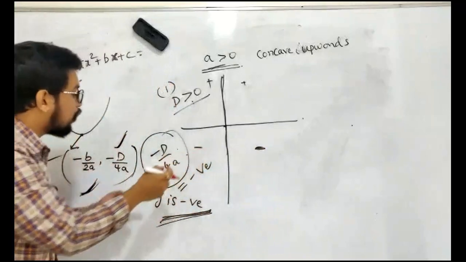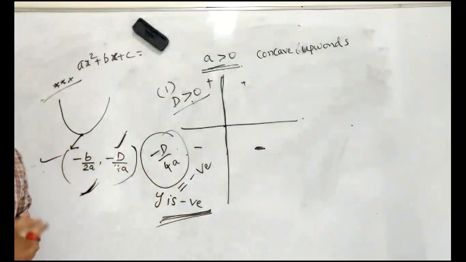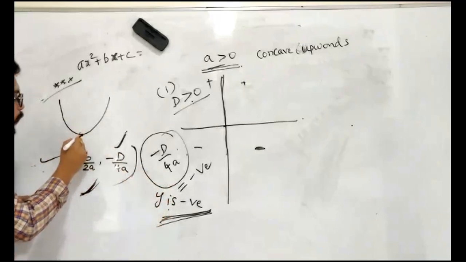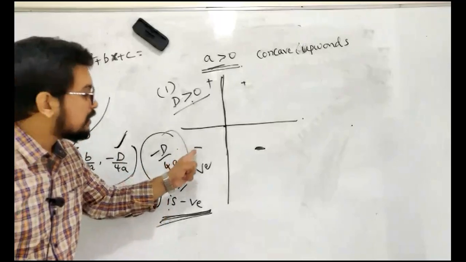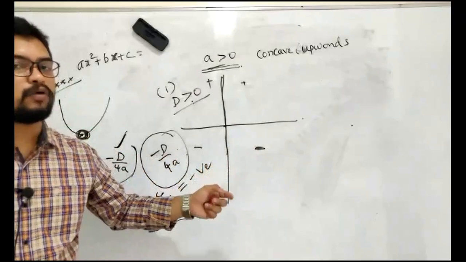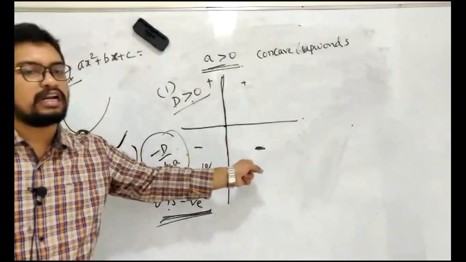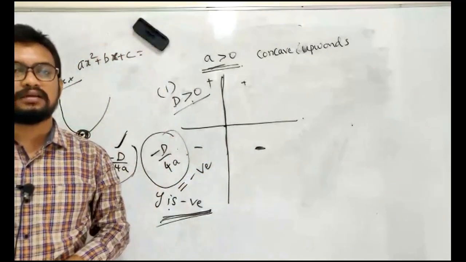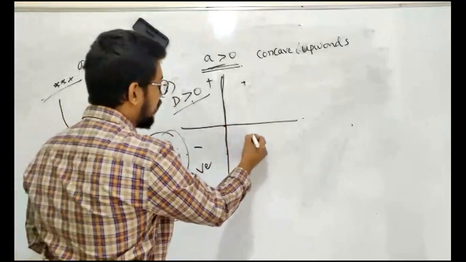Now whenever the y coordinate is negative, where should this point be? Whenever y coordinate is negative, the point you are considering must lie in quadrant 3 or quadrant 4. That means the point must lie below your x axis. If y is negative, that point must lie below your x axis. Roughly, let's say it is here.